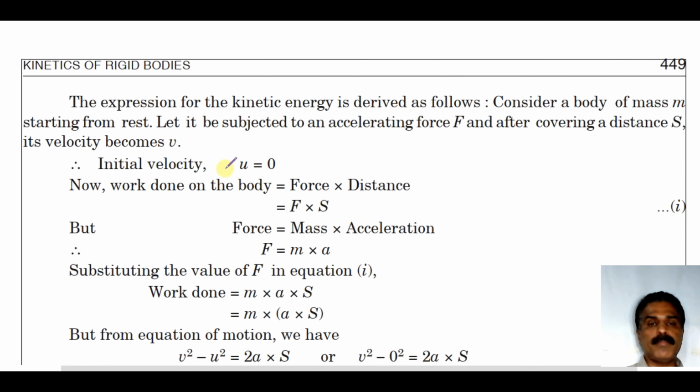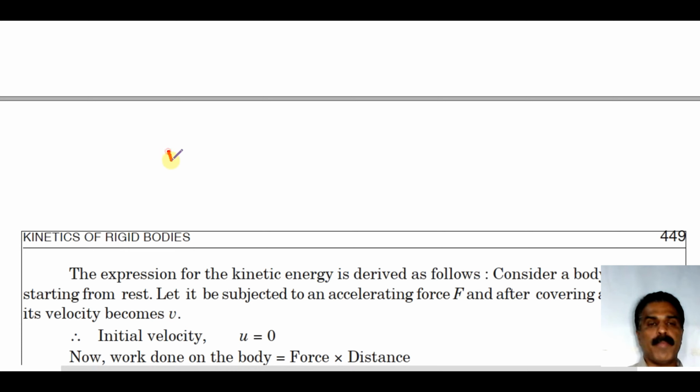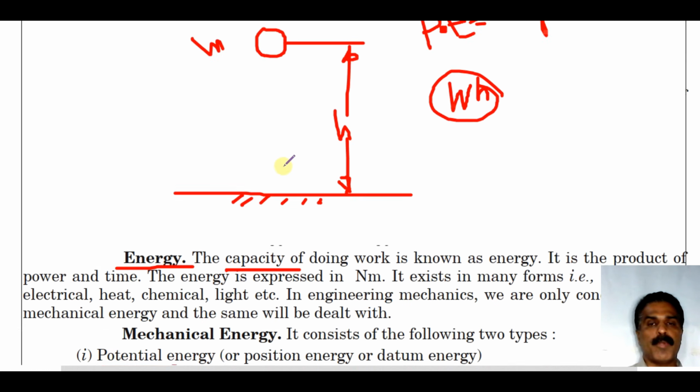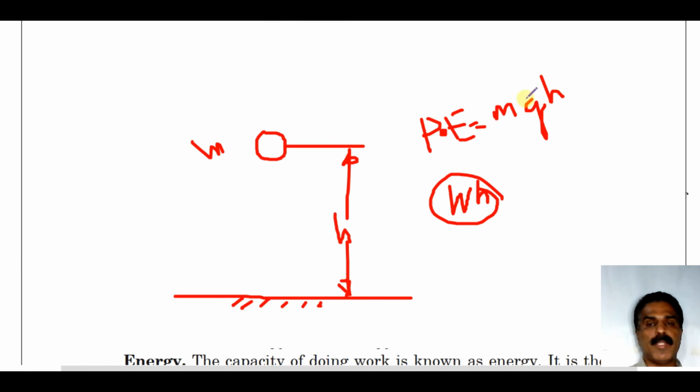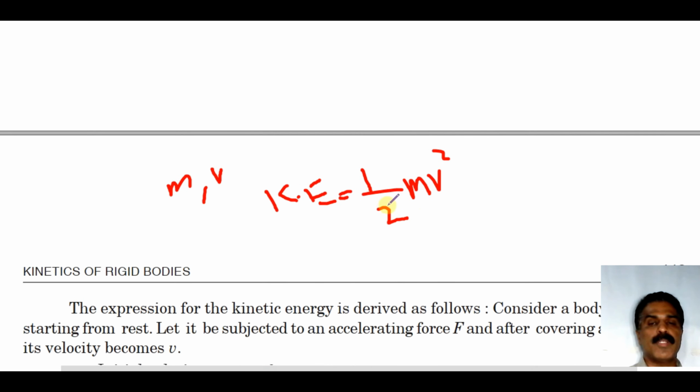You can see the expression, the equation for kinetic energy. If m is the mass and v is the velocity, then kinetic energy is equal to half mv square. That is the equation for kinetic energy. As we have seen, the potential energy for a body kept at h meters above the datum is mgh. Like that, for kinetic energy, the equation is half mv square.